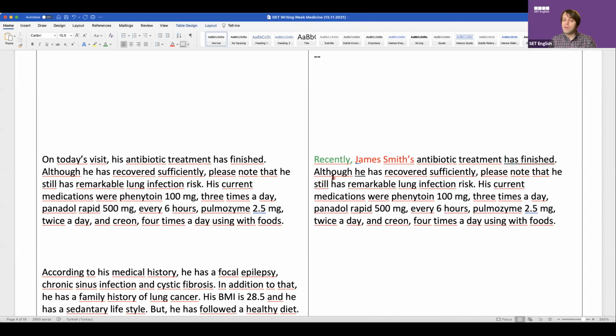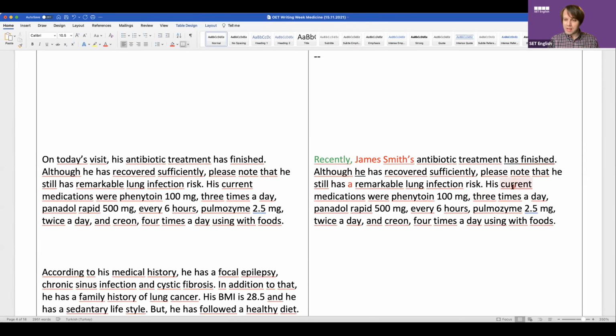Okay, so: although he has recovered sufficiently, got some contrast, please note he still has remarkable lung infection risk. So again, this is a game. What's the error? I'm doing a class on this tomorrow, we'll review articles. Is it an or a? It's a, isn't it? Why is it a and not an? Because it's a vowel. Yeah, that's not a vowel. A-E-I-O-U, right?